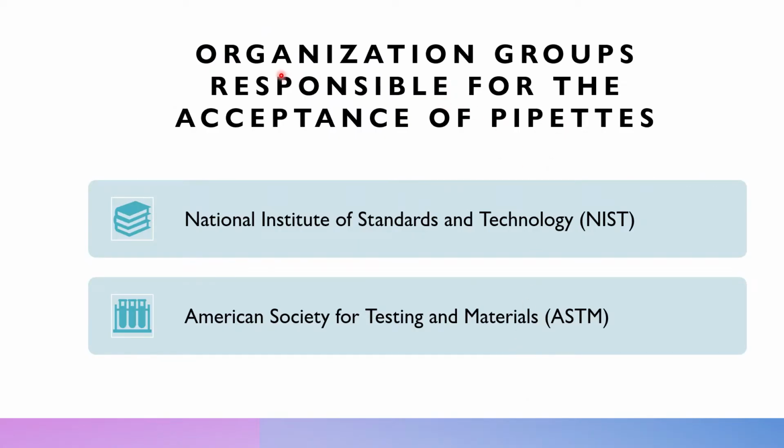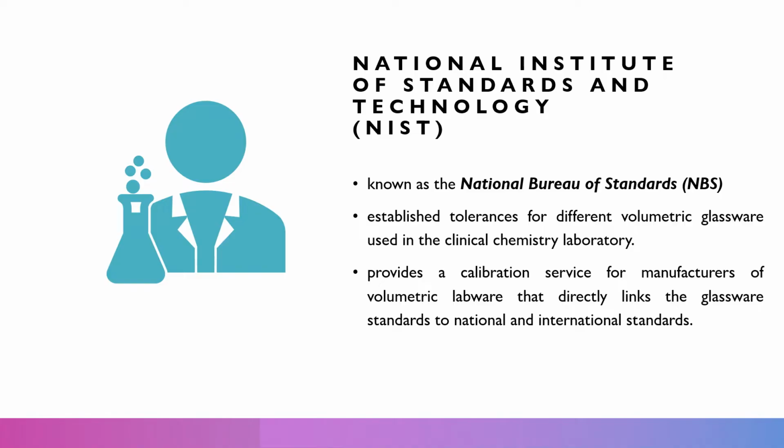Before that, class, allow me to introduce to you the different organizational groups that are responsible for the acceptance of pipettes. We don't just go around using pipettes that are not true or not calibrated for a certain measurement. So, of course, they have created several groups to verify and to standardize our pipettes in the laboratory. The first one is the National Institute of Standards and Technology, and the other one is the American Society for Testing and Materials.